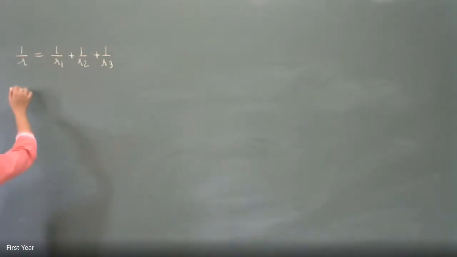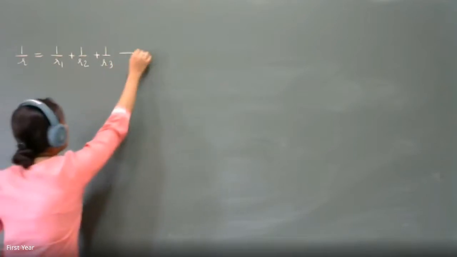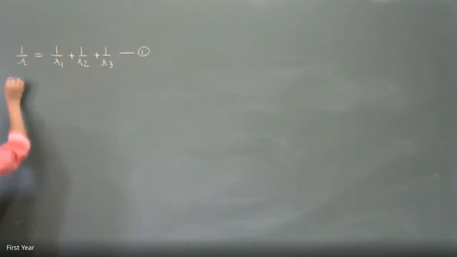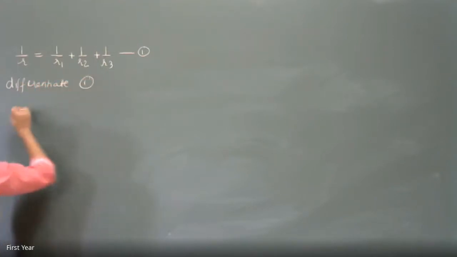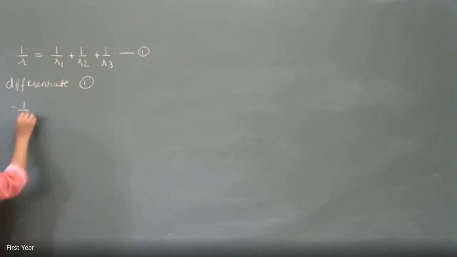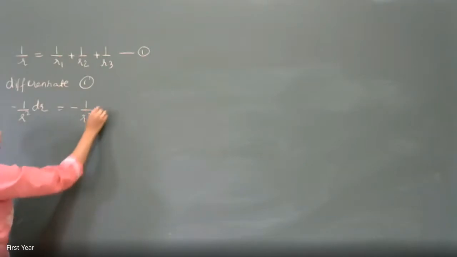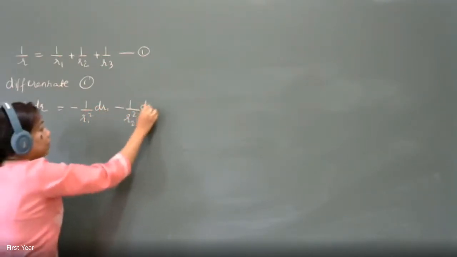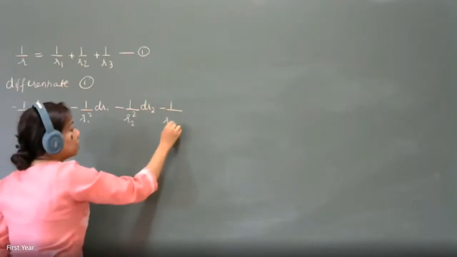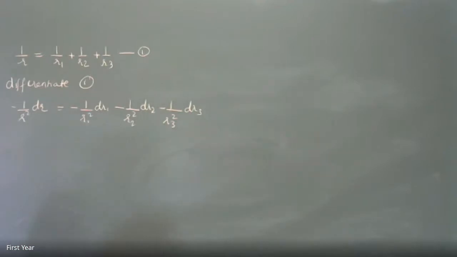Till now, in the questions we had done, we had to take log and then differentiate. But here there is no need to do that. Directly you have to differentiate. So differentiate equation 1. We get minus 1 by R square dR is equal to minus 1 by R1 square dR1 minus 1 by R2 square dR2 and minus 1 by R3 square dR3. Is this clear to everyone?